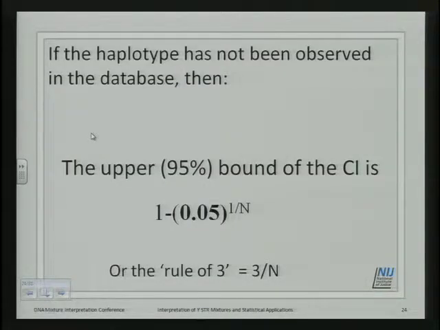And again, the databases will calculate this for you automatically. But for when you're doing quick calculations in your head, the rule of threes is quite useful depending on the number of samples, etc. 3 over n would be approximately a good approximation.